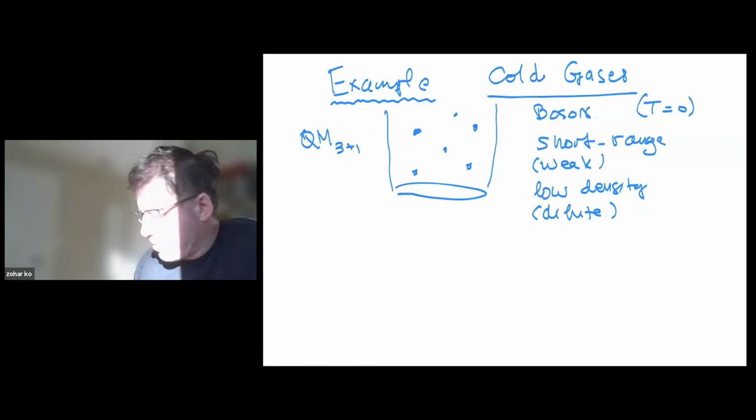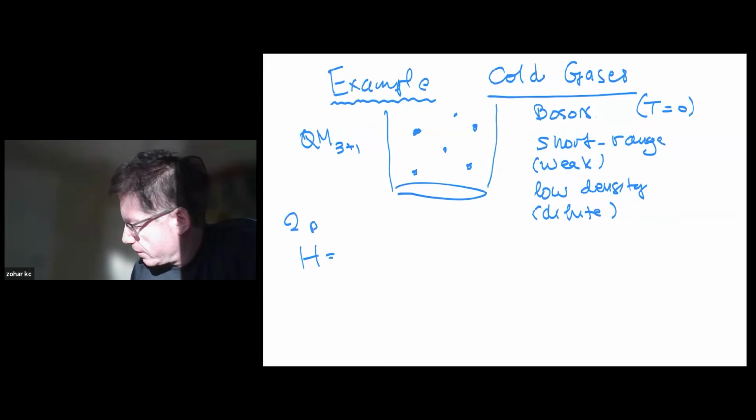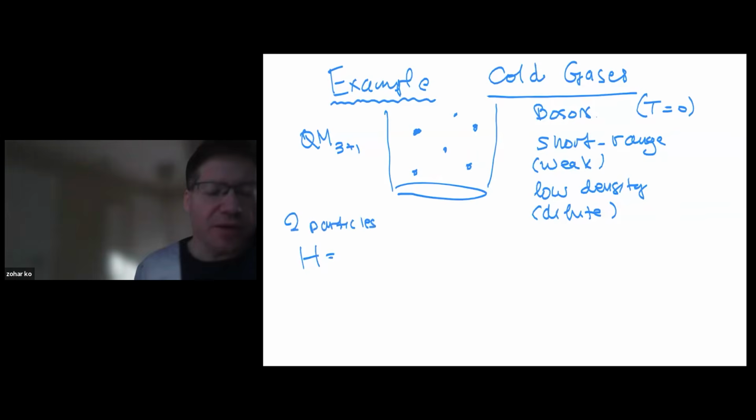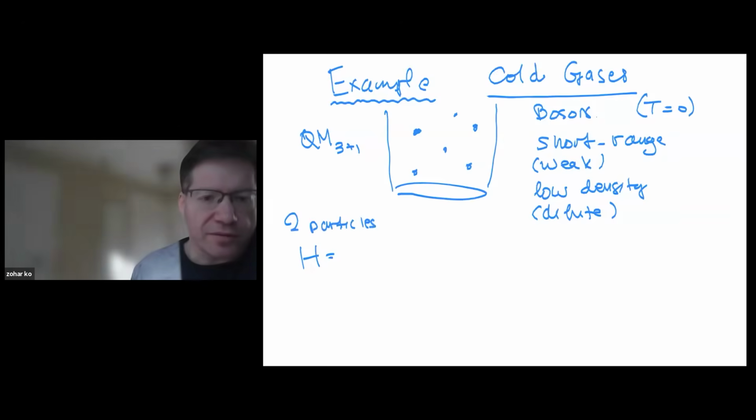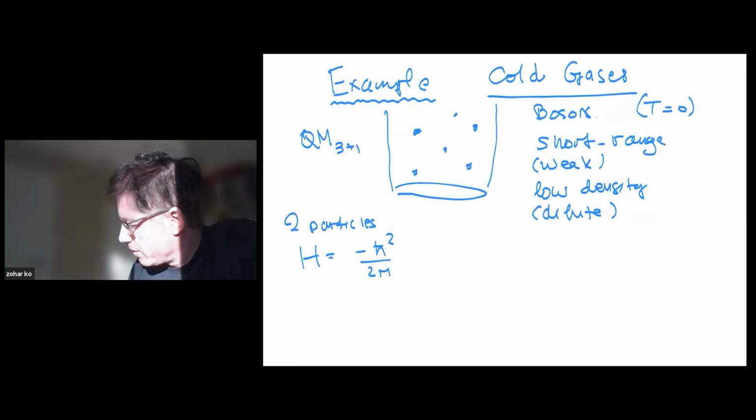Okay, so now the mathematics. What is the definition of the problem mathematically? Let's do two particles just for concreteness. Let me write the Hamiltonian that we're trying to diagonalize for two particles for starters. So for two particles, we just have a kinetic term for both particles.